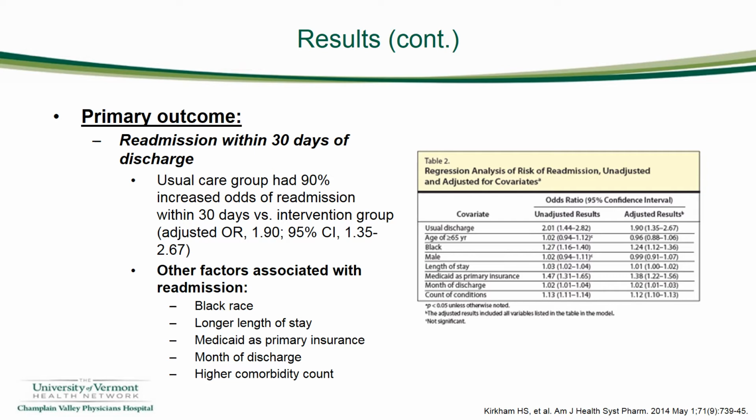with readmission, and those being Black race, patients who had a longer length of stay, who had Medicaid as their primary insurance. Depending on the month of discharge, there was a significant difference in readmission. And then those patients who had a higher comorbidity count were also at an increased risk of readmission.